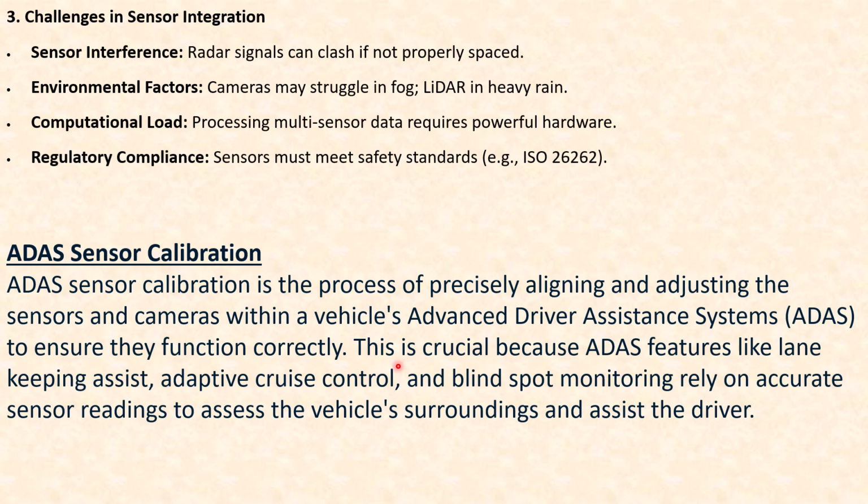For example, in my car, a Hyundai i20, which I bought way back in 2016, even today the sensors are perfectly calibrated. Whenever I take my car in reverse gear, the lines on the reverse camera clearly show the trajectory in which my car is being driven. So this shows the efficacy of ADAS sensor calibration. And this is crucial because ADAS features like lane keeping assist, adaptive cruise control and blind spot monitoring rely on accurate sensor readings to assess the vehicle surroundings and assess the driver.